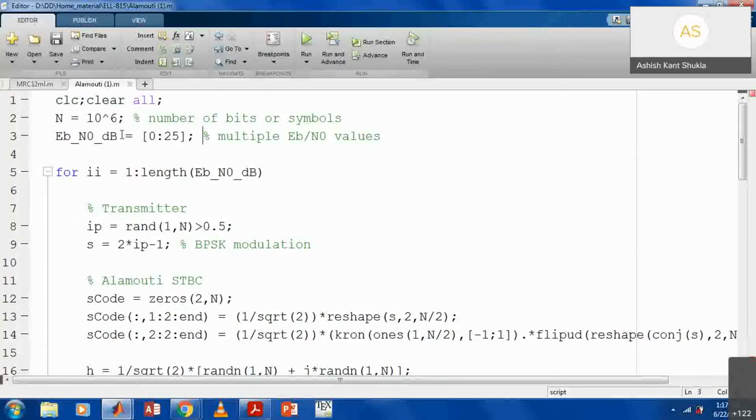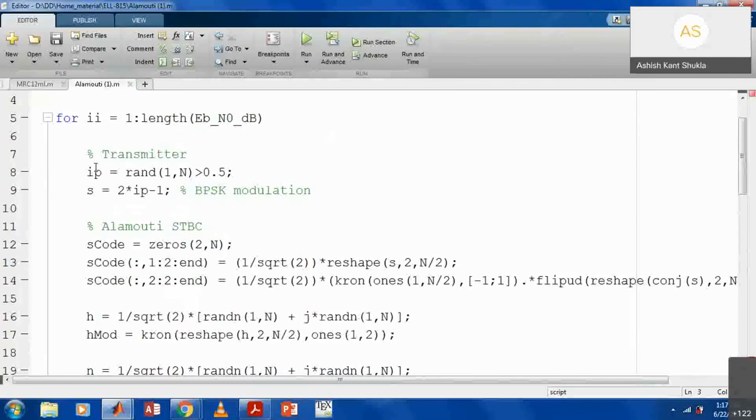So then in line number 2, we are taking the number of bits or symbols. Here the number of symbols we have taken is 10 to the power 6. The next line is the SNR values, and these SNR values are in dB, from 0 to 25. Then we will switch to the loop, and in the loop you know about command lines number 8 and 9.